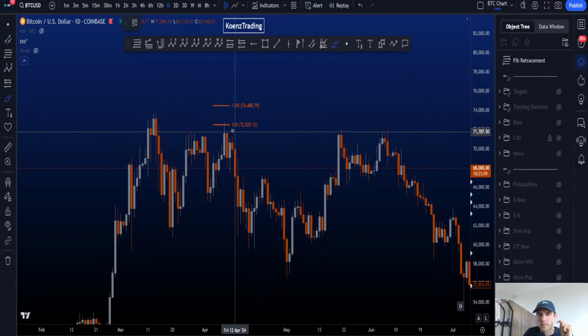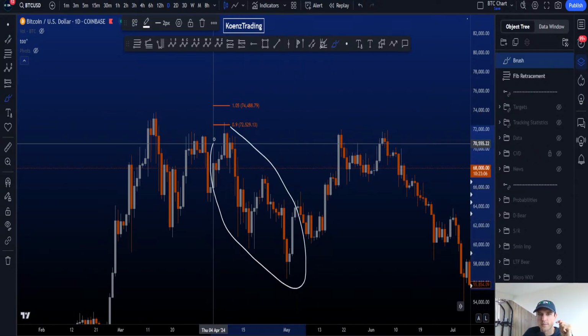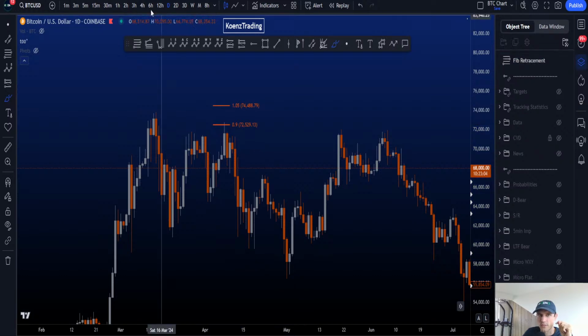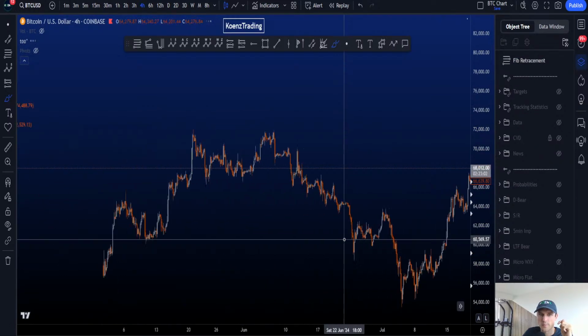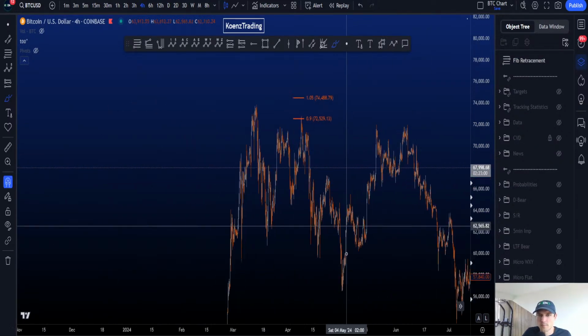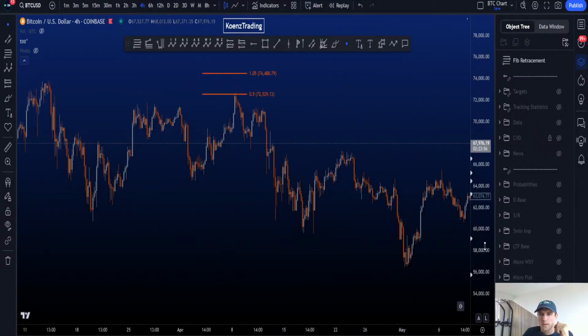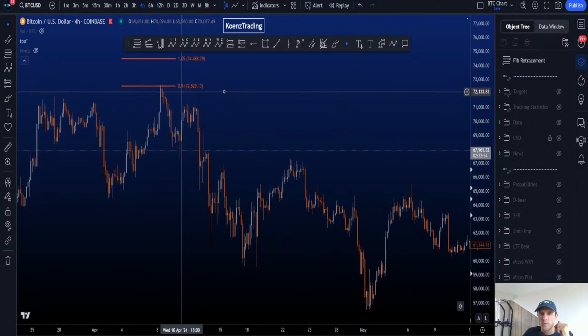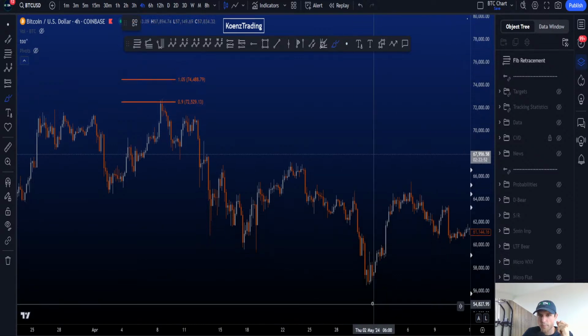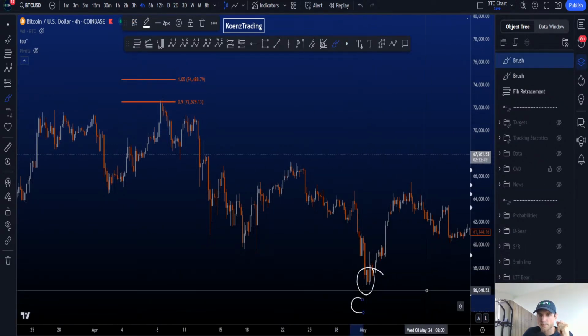Now we need a wave C to the downside here, which is a 5-wave structure. So I want to drop to the 4-hour. Okay, there we go. And we need to count a 5-wave impulsive move to finish wave C at the low, right?